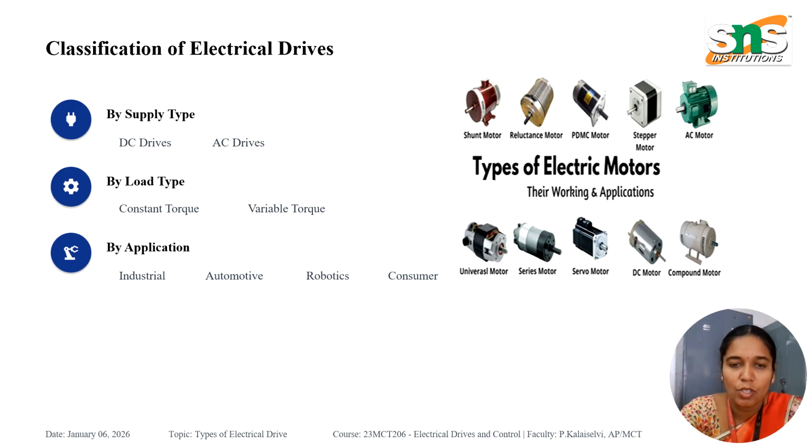The third one is by application. Electrical drives are also classified based on where they are used. For example, industrial drives include conveyors, cranes and machine tools. Automotive drives are electric vehicle traction motors. Then there are robotics, servo and stepper drives, and consumer applications such as washing machines, mixers and HVAC systems. So drive type selection depends on supply, load characteristics and application needs.